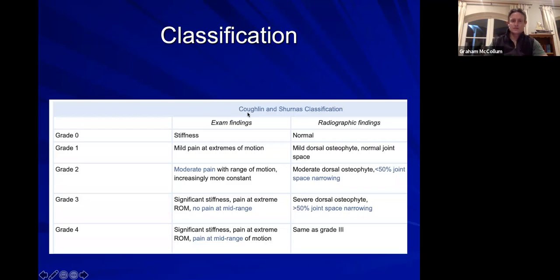He developed this grading system. Really, it's quite straightforward, grades 1, 2, 3, and 4, where it's really just increasing stiffness and decreasing joint space until you get to a grade 4, which has significant pain through the entire range of motion. The relevance of this is that perhaps with grades 0 to 3, a joint preserving procedure might be indicated, and I'll show you some examples of what can be done.